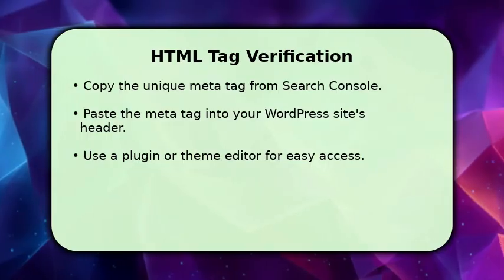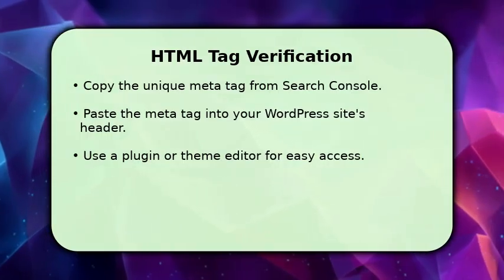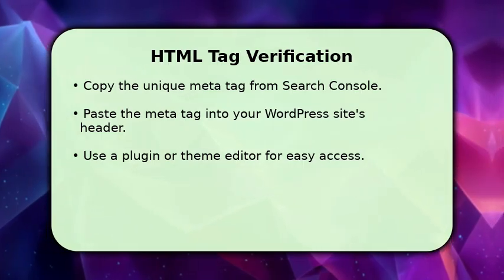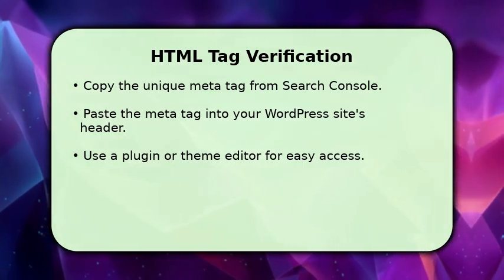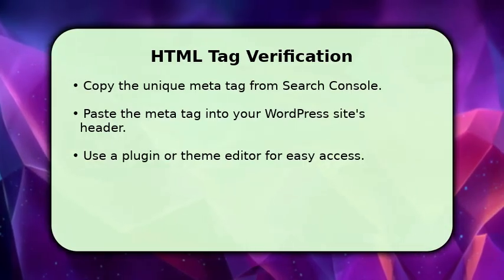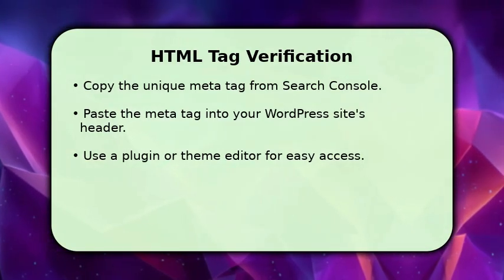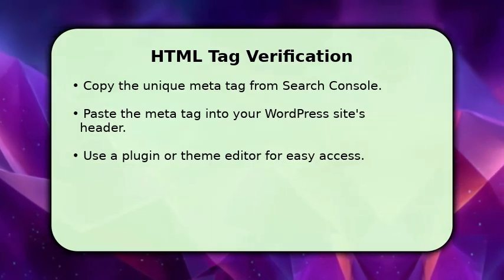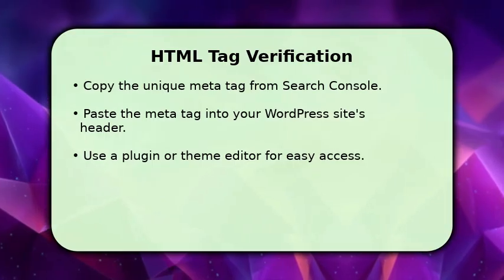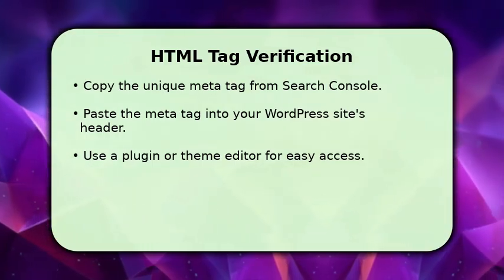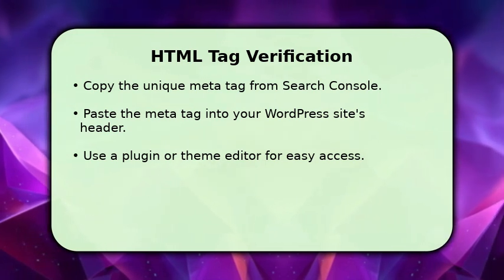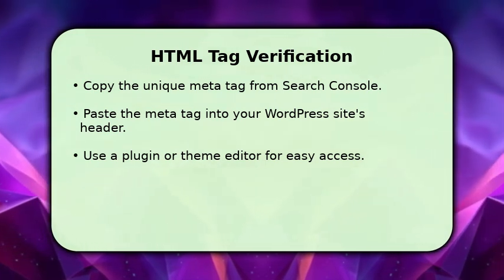The HTML tag method is often the easiest for WordPress users. First, navigate to Google Search Console and copy the unique meta tag provided. Next, log into your WordPress dashboard. You can then paste this meta tag into your site's header. Many users find it convenient to use a dedicated plugin, like Insert Headers and Footers, or directly edit their theme's header file. Once the tag is in place, return to Search Console and click Verify. Google will then confirm your ownership.